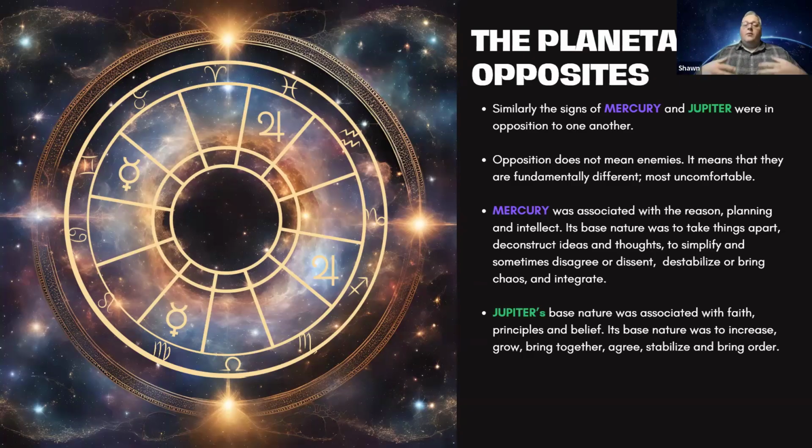Mercury was associated with reason. It was associated with planning, intellect, critical thinking. Its base nature was to take things apart, to deconstruct ideas and thoughts, to simplify, to sometimes disagree or dissent, or to offer another perspective. Mercury was seen as someone who introduced chaos sometimes into things or destabilized things, and then would sometimes put things back together. So let's pause for a moment.